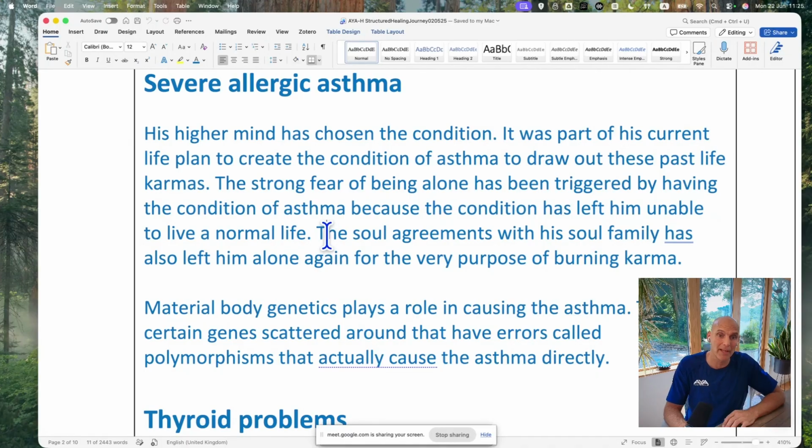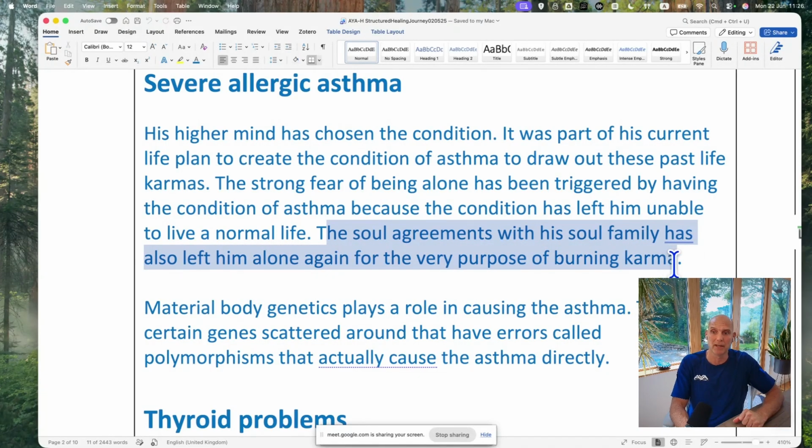And then on top of that, there are the soul agreements with his soul family, because he does have a soul family, even though he's got nobody in his current life. Any soul agreements have been to leave him alone again for the very purpose of burning the karma, unfortunately.